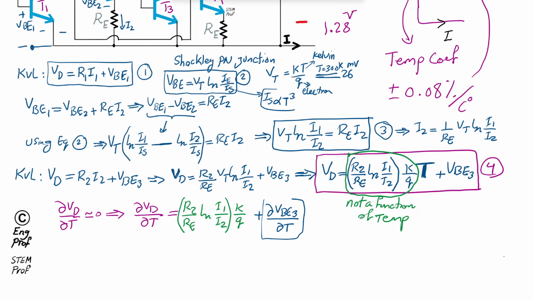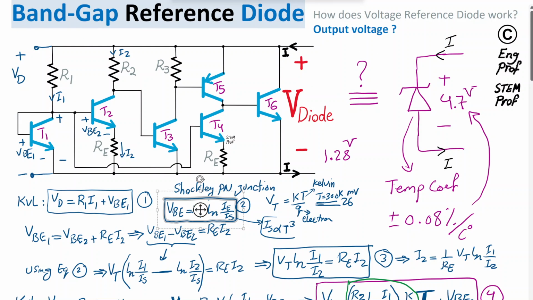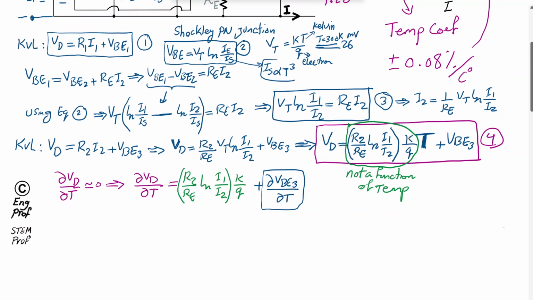This is a well-known value. It's well known that for a PN junction, for a BJT transistor like T3, the base emitter voltage VBE3 as a function of temperature has a temperature coefficient of roughly minus 2.1 millivolt per degree C or degree Kelvin. Doesn't matter which one. So this is well known. It's a property of the PN junction, let's say BJT transistor.